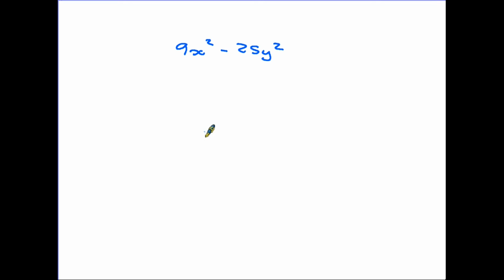And finally, let's have a look at one where both terms are combinations of numbers and letters. There is nothing new we need to do here except take it one stage at a time. Square root of 9 is 3. Square root of x squared is x. The square root of 25 is 5. The square root of y squared is y. Here are our two terms. So we have 3x plus 5y in the first brackets and 3x minus 5y in the second.